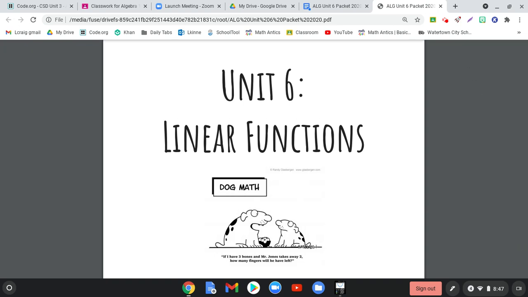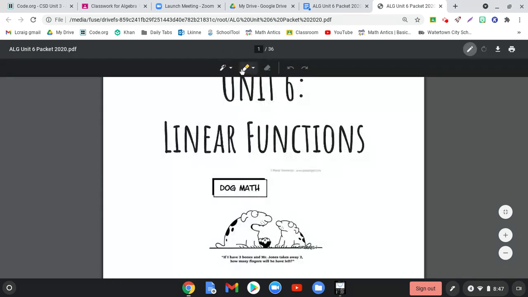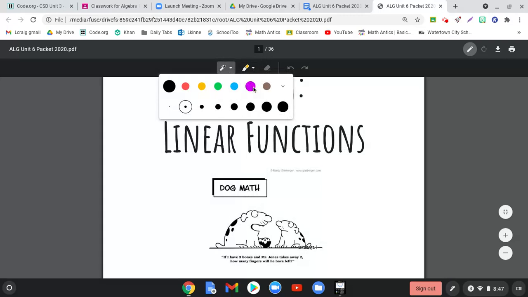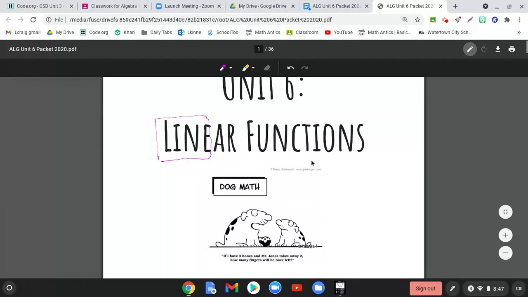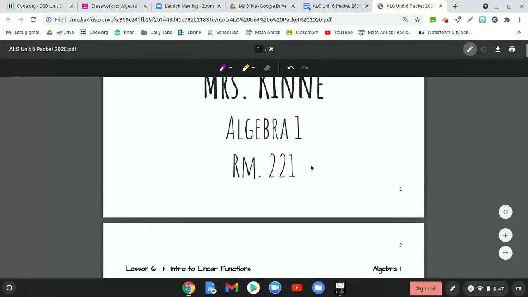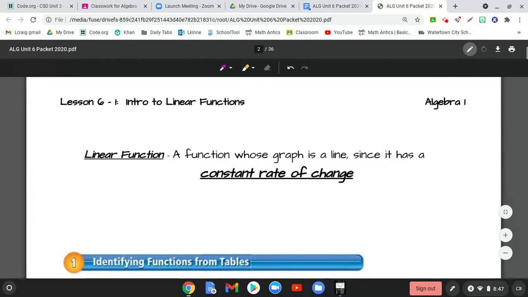Every single graph this unit is going to be in the shape of a straight line. All right, that's what linear means. So let's take a look real quick at the word linear. It has the word line right in it. Okay, all of these will be straight lines. All right, so today we're going to look at section 1, which is just a quick intro.